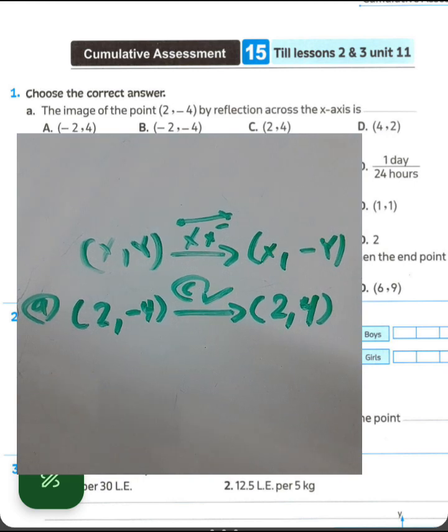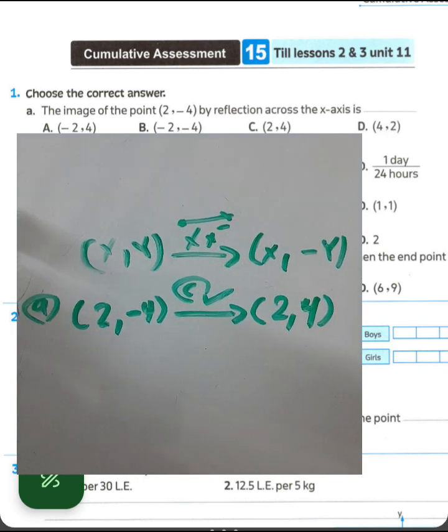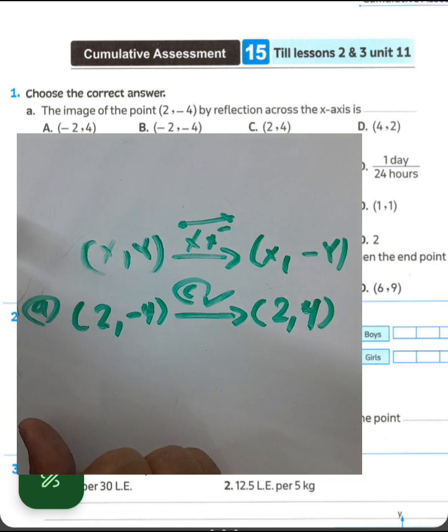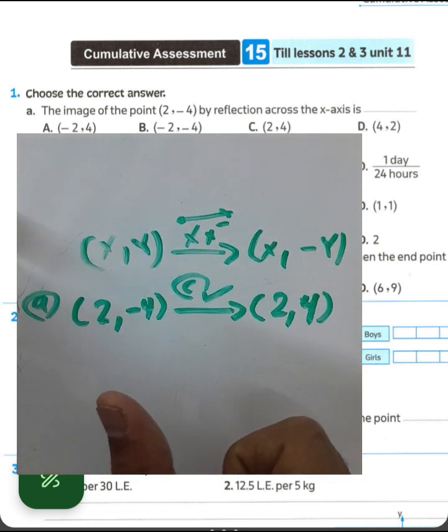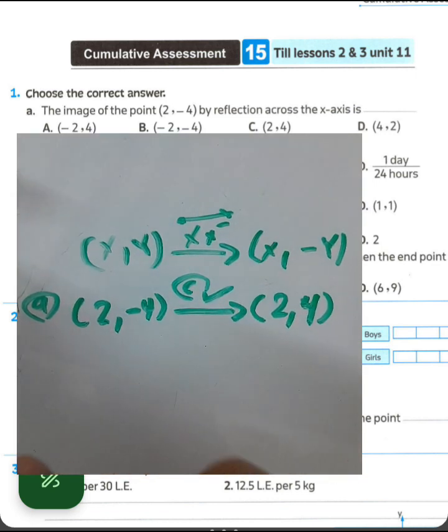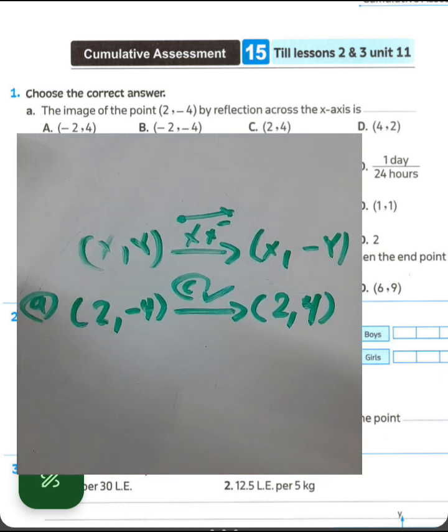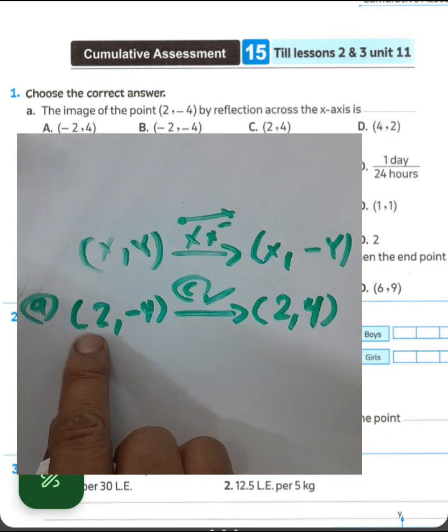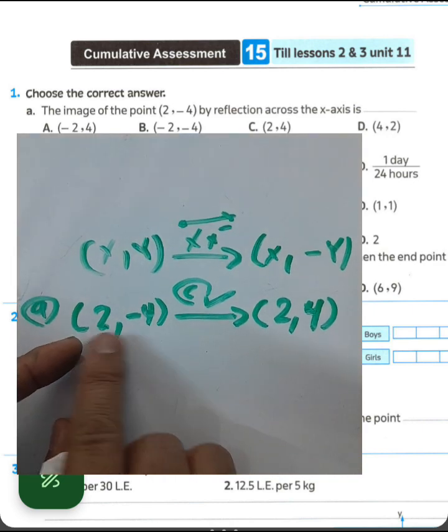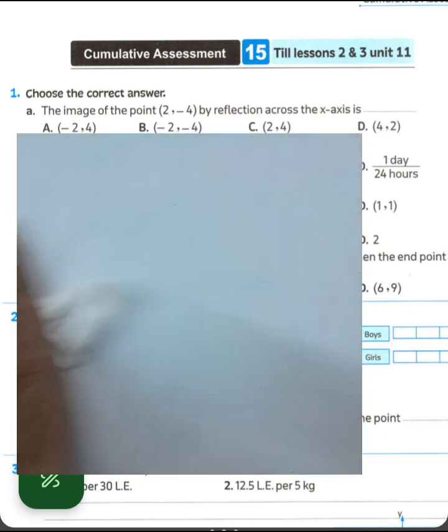If you want to find the reflection about the y-axis, you must change the sign of x. Then the result will be (-2, -4). But in this example, you want to find the reflection across the x-axis, so we put x here and don't change its sign, and change the sign of y.